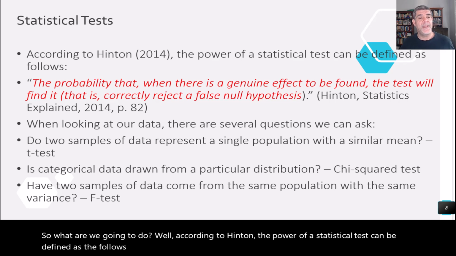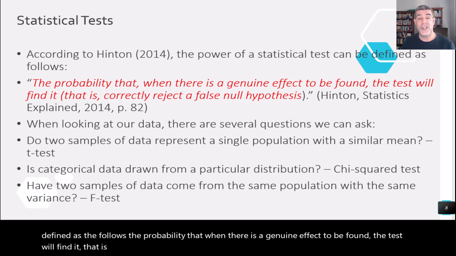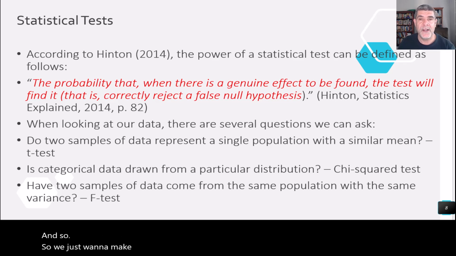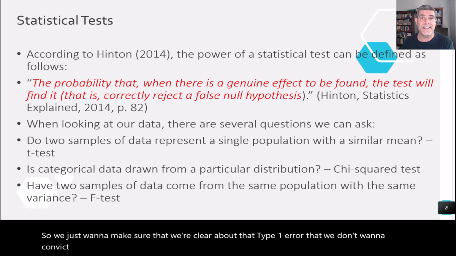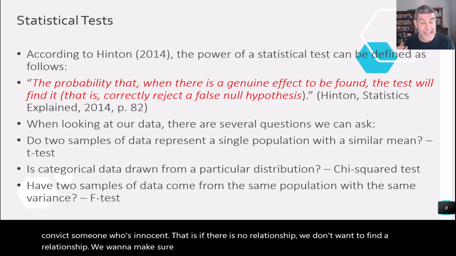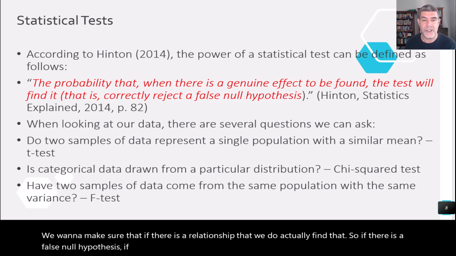The probability that when there is a genuine effect to be found, the test will find it. That is, it'll correctly reject a false null hypothesis. So we just want to make sure that we're clear about that type 1 error, that we don't want to convict someone who's innocent. That is, if there is no relationship, we don't want to find a relationship. We want to make sure that if there is a relationship, that we do actually find that. If there is a false null hypothesis, if there is a relationship, that our statistical test will actually find that.